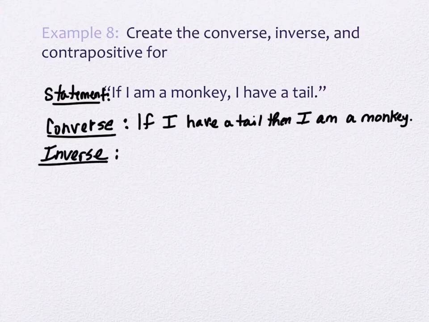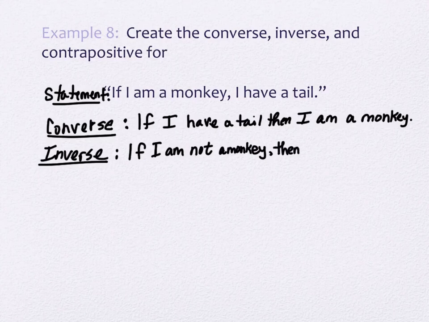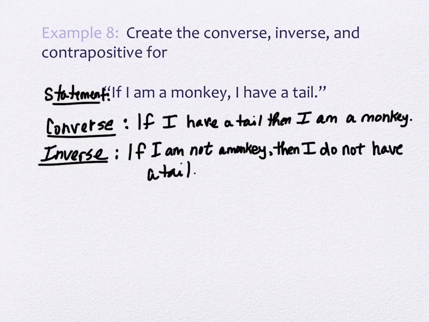All right, inverse then. So what does the inverse do? First we write if. Always writing if first. What am I going to change on this one? Right. You got it. So if I am not a monkey, then I do not, again, there's that not, have a tail. Okay, the cow is another example of this statement not working, right? The cow is not a monkey. However, he does in fact have the tail that it says he's not supposed to at the end of the statement. Our last one is a contrapositive.